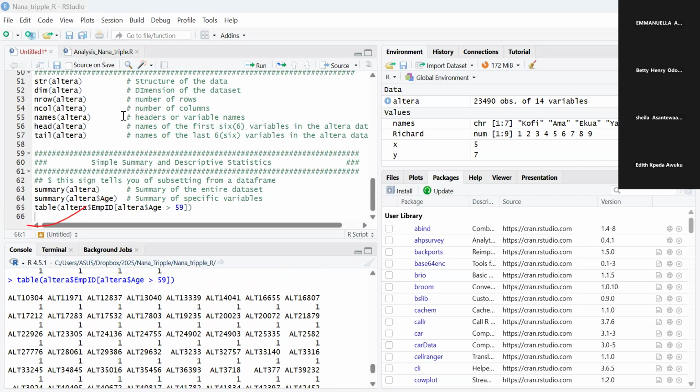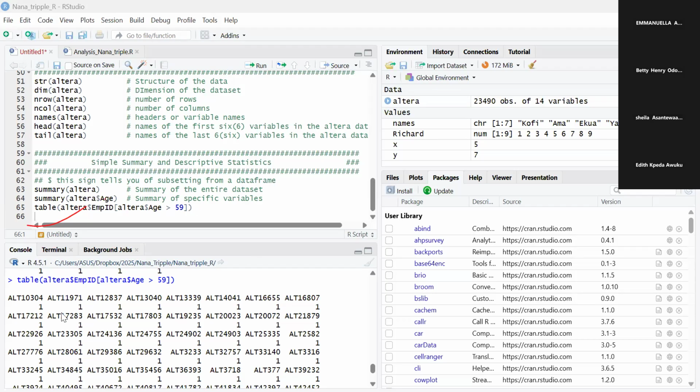Please, is the Altera constant? No. The Altera is the name we gave to the data set. You can change the Altera to Kofi. And you have to say Kofi. Okay. So the next one, I will ask each and everybody to change the data set to a name that the person prefers. And we can do that.